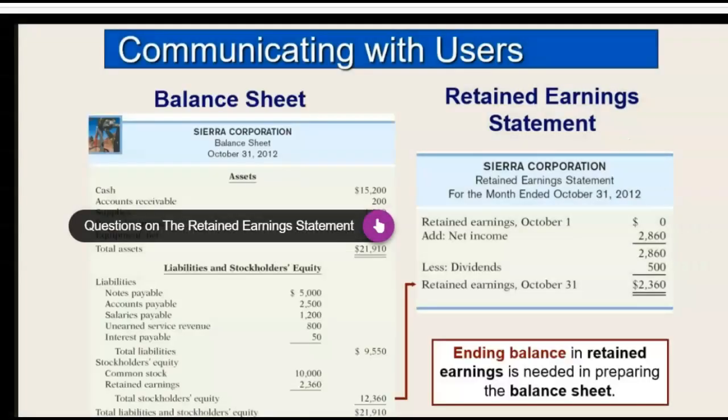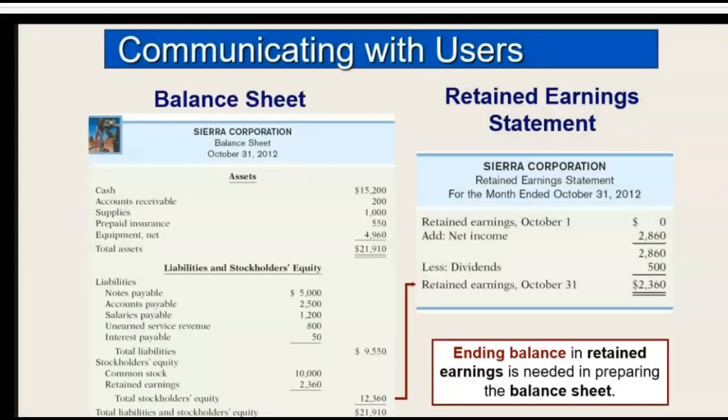Now we look at the balance sheet. The balance sheet consists of three parts: assets, liabilities, and shareholders' equity. You see those three categories on the balance sheet. Now, to begin with, this is the balance sheet, and it doesn't have a time period. It just says, as at October 31st.